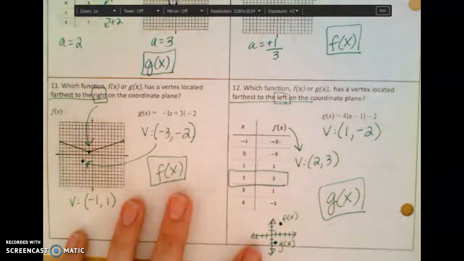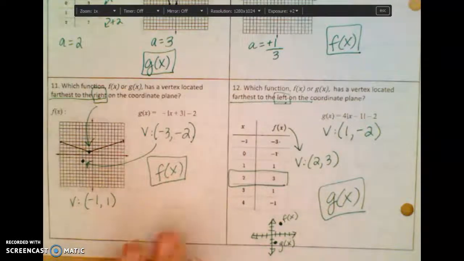So I've got another few questions for you, and then you need to do the 7.4 homework that will be checked tomorrow in class.